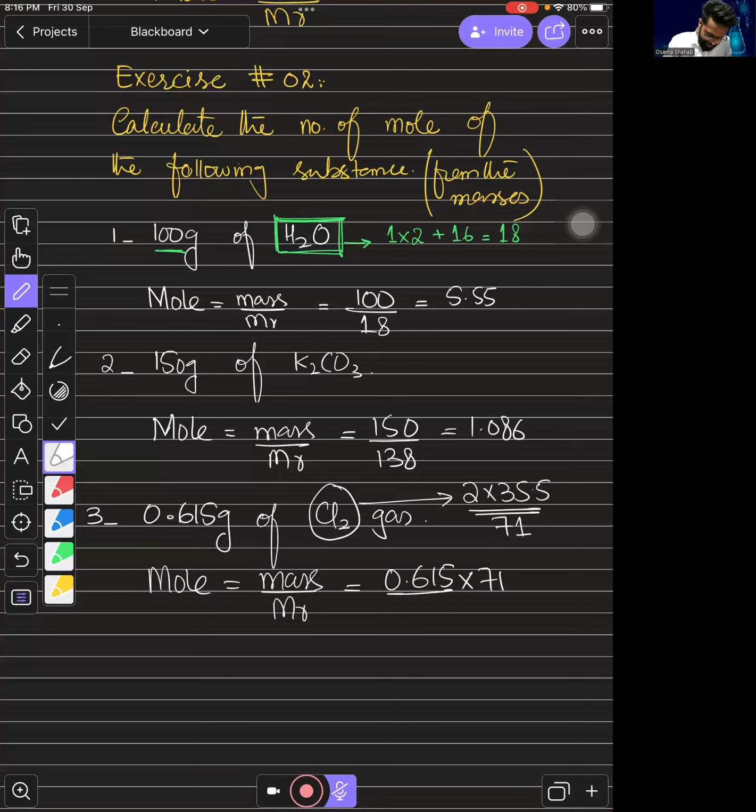The answer here is, if you want to write it, 0.00866, that is right. Otherwise, if you write it this way, 8.66 into 10 raised to the power -3, it is also right. Okay, children, is that clear? Yes, sir.